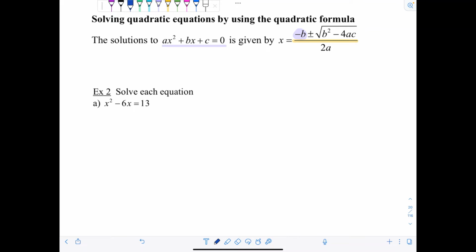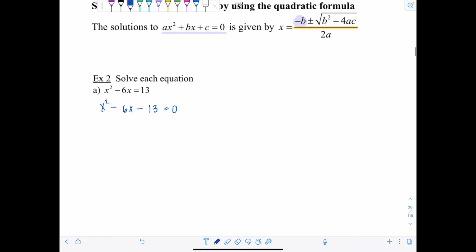Before I get rolling though, I got to set it equal to 0. So let's subtract 13. So x squared minus 6x minus 13 equals 0. Let's list out what a, b, and c are, okay? So a is the coefficient on x squared, it's just a 1. b is the coefficient of x, it's -6. And c is the constant, -13.